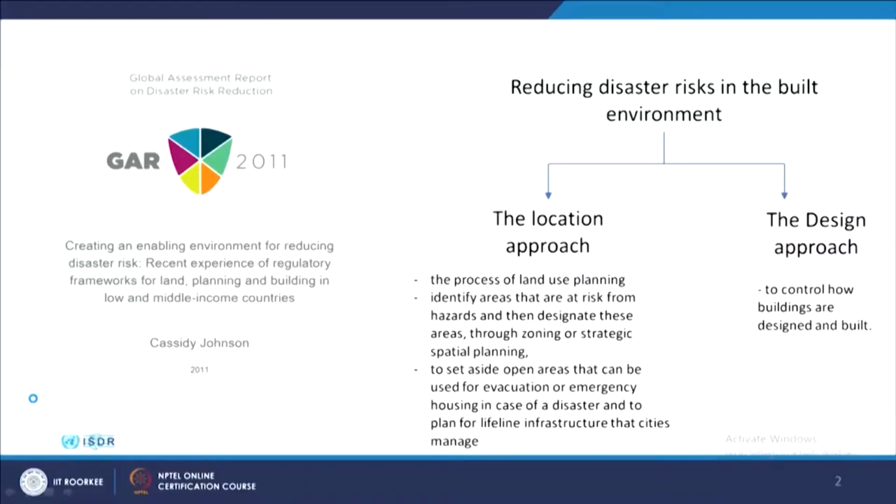Here we need to set out some open areas that could be used for evacuation or emergency housing in case of disaster, and to plan for the lifeline infrastructure that cities manage. A few examples I can give you. When Hudhud cyclone hit, there was a real pressurized situation. Much of the infrastructure was cut off from the main service lines. The roads were damaged, the flood water came onto the main road, and the railways were damaged. In that way, access was cut off in many areas.